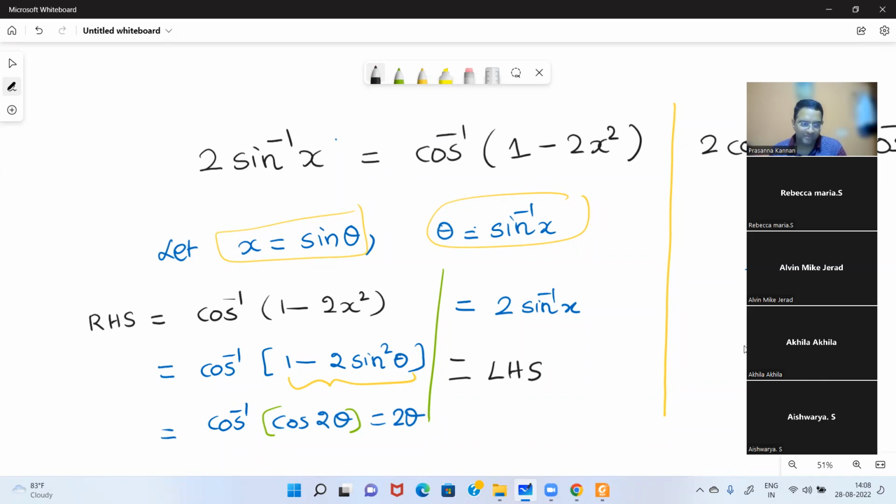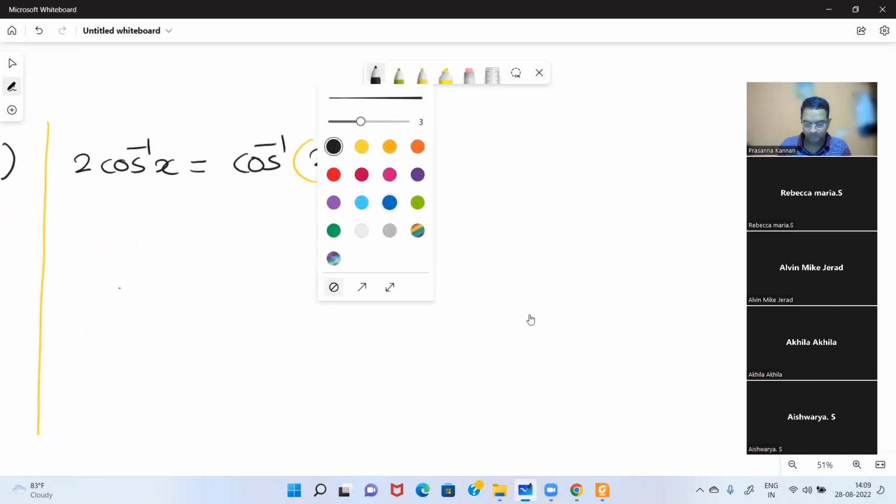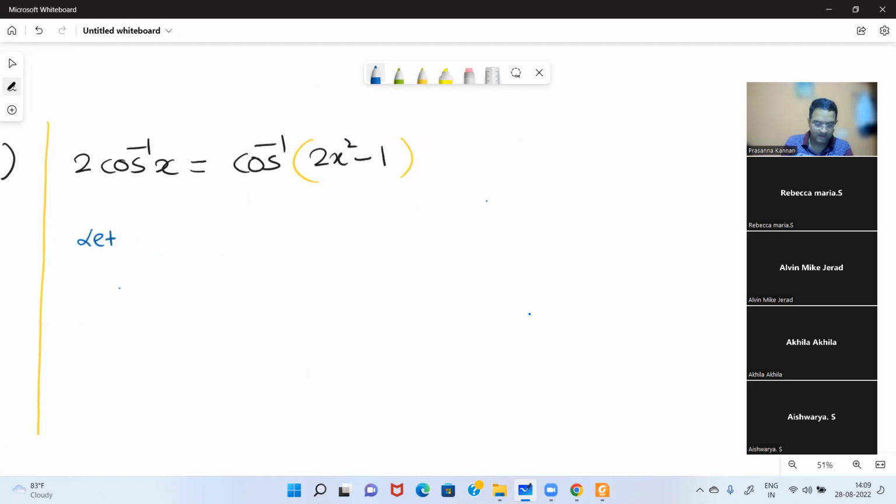Once you remember your trigonometric basic formula, then this will become a piece of cake. This is very simple. Done, sir. Okay. So now you look at this. Let x be equal to cos theta. And what will be theta equal to?